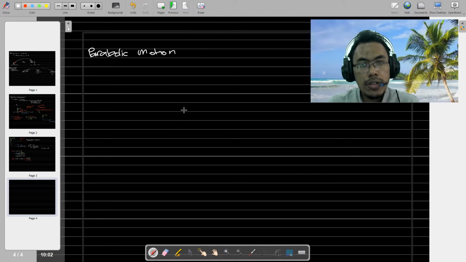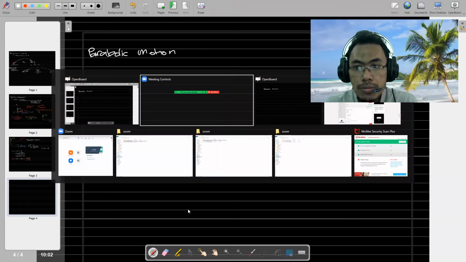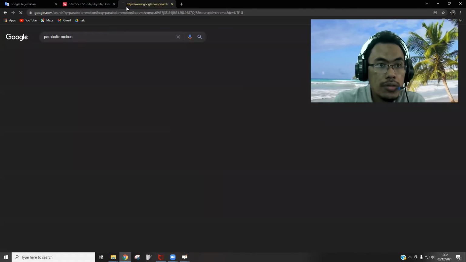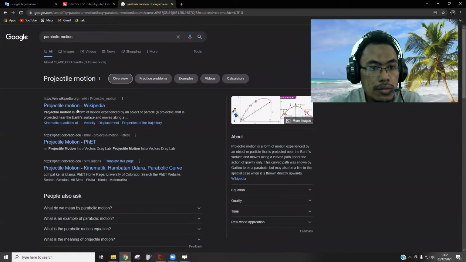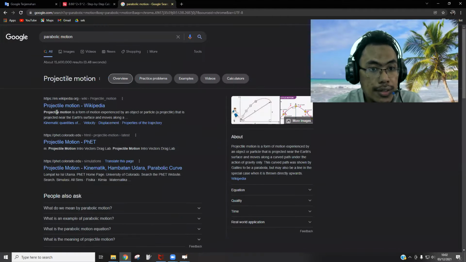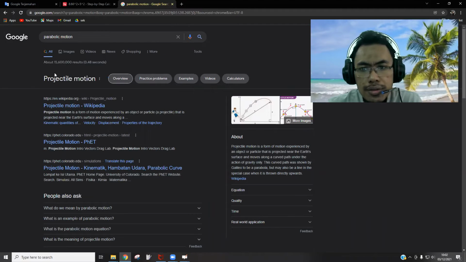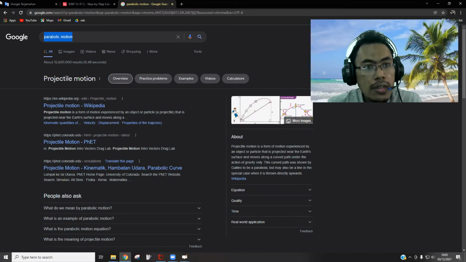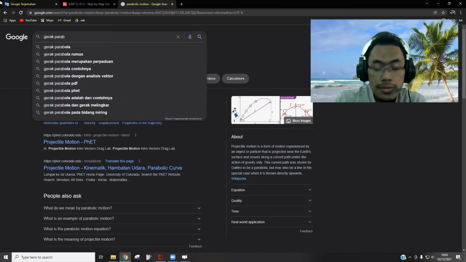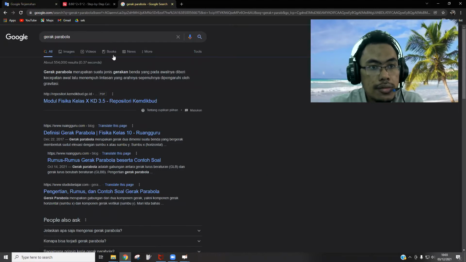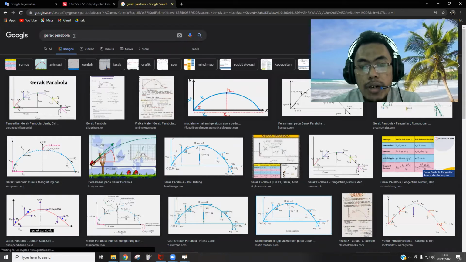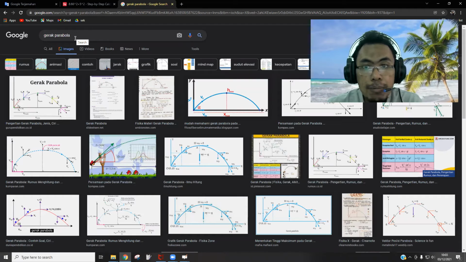Before this, I will show you some pictures. Parabolic motion, some people also say projectile motion. Let's say gerak parabola. Actually they are similar: gerak parabola, parabolic motion, or projectile motion.